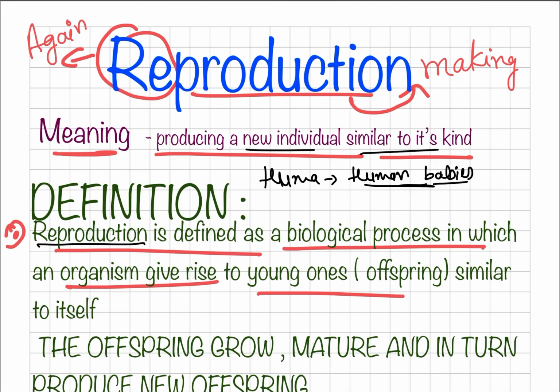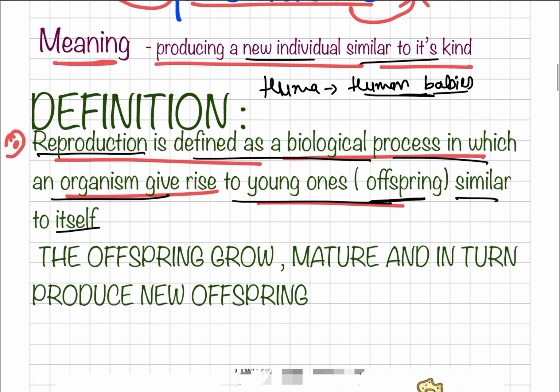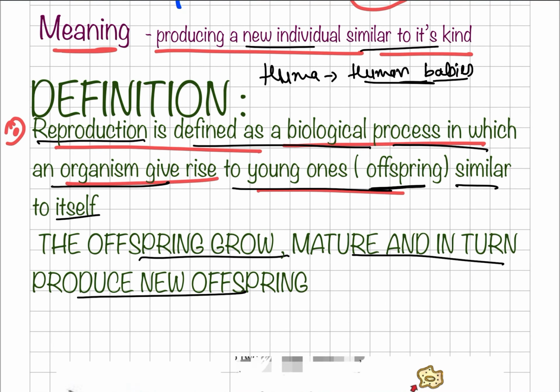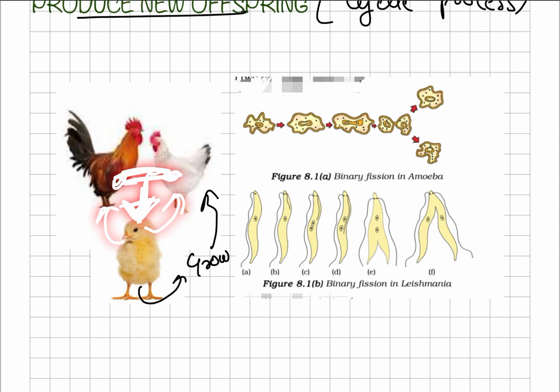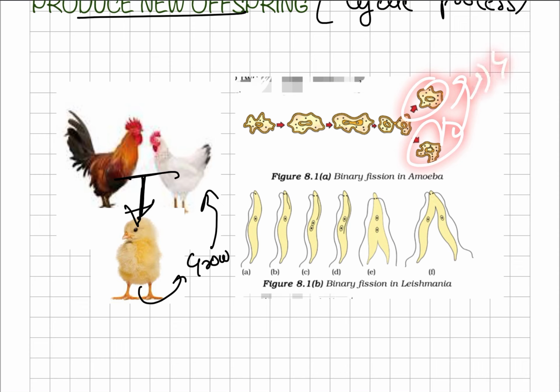Definition: reproduction is defined as a biological process in which an organism gives rise to young ones, also called offspring, similar to itself. The offspring grow, mature, and in turn produce a new offspring. That means it's a cyclic process. This chick would grow, and after growth, it will become a hen, and this hen can again reproduce to make another chick. Also, this amoeba reproduces to make two daughter cells, which in turn can grow, and after growth, they can also make two more amoeba cells, similar to the leishmania.